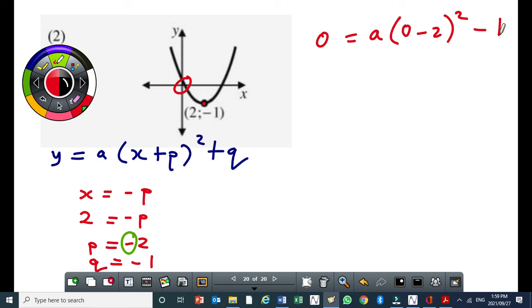So I'll take that minus 1 to the left, then simplify the inside here. So minus 2 squared, that will give me 4. So I can write that: 4a. Then you divide both sides by 4, you get 1 over 4. So the value of a is a positive, a quarter. So use zeros to substitute, because the graph passes through the origin.